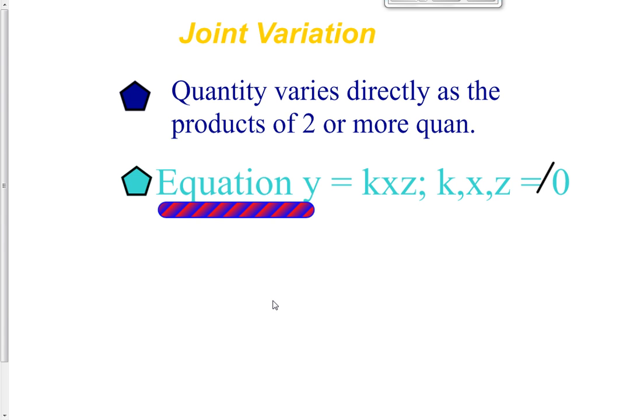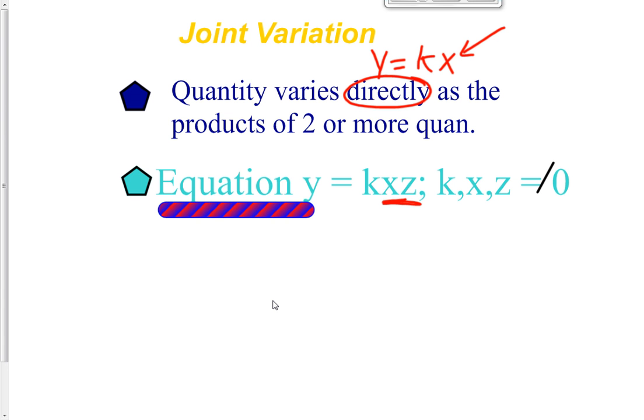So now, class, we're going to talk about joint variation. This is where a quantity varies directly as the products of two or more quantities. So direct variation is y equals kx. This is still going to be a direct relationship, but now instead of just one quantity on the right side, there may be two or more quantities. So that's where we get the equation y equals kxz.